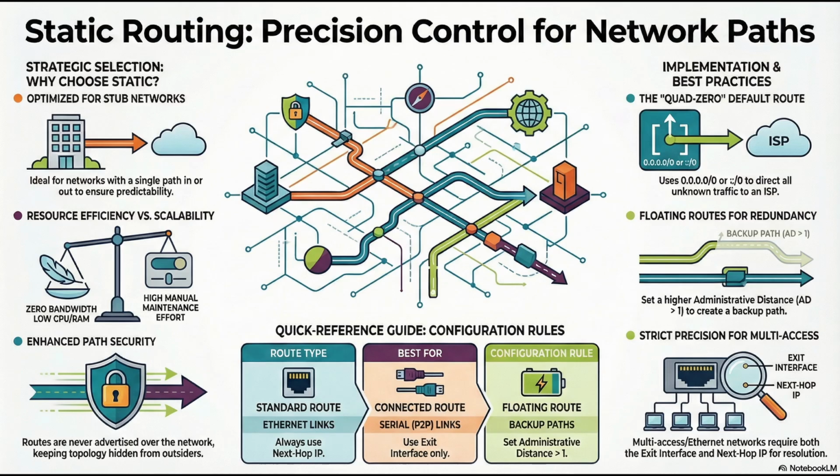You know, if you have a switch connecting 4 different routers, you need to be fully specific to ensure the packet goes to the right neighbor. Okay, let's look at the actual syntax. We are at the command line, router config, hashtag. What are we actually typing?